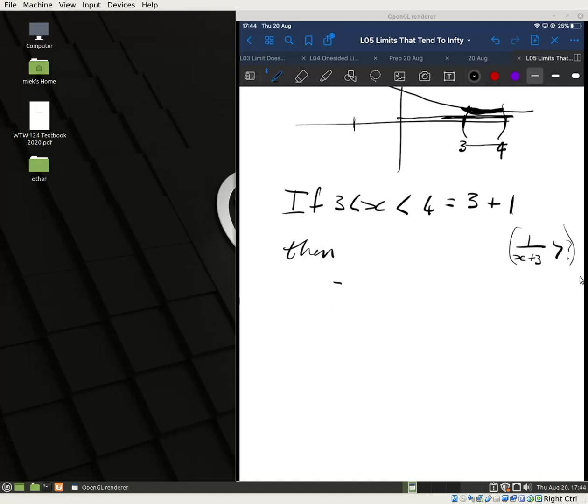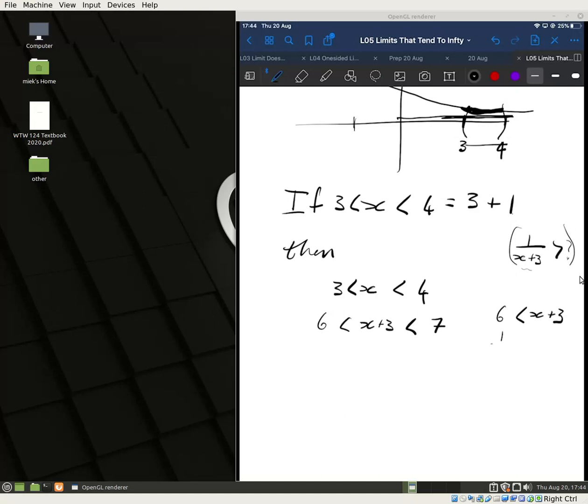So let's work like so. x is greater than 3 and less than 4. We want to have something with a plus 3, so let's add 3 everywhere: x plus 3 is between 6 and 7. And now let us divide by everything, and then the inequalities flip. So think about it this way.